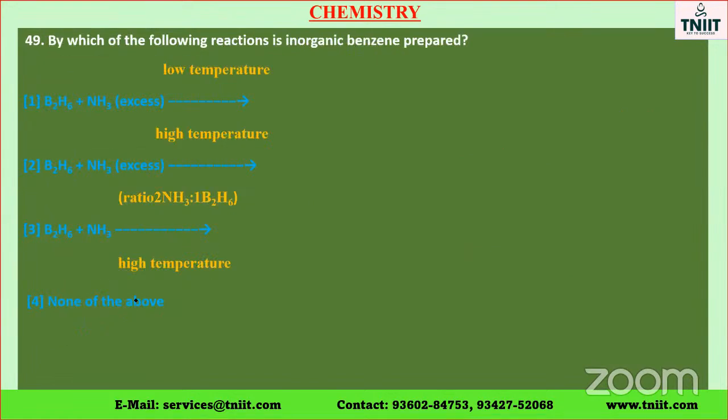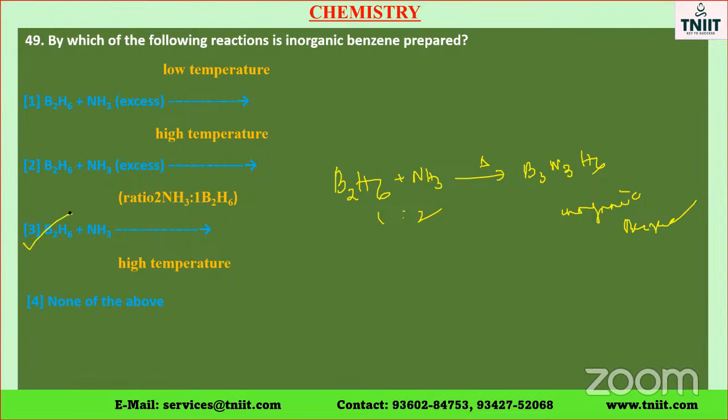The next question, by which of the following reactions is inorganic benzene prepared? So diborane and ammonia in the ratio 1:2, when we heat, we get B3N3H6. This is called inorganic benzene. Therefore, the answer for this question is option 3.